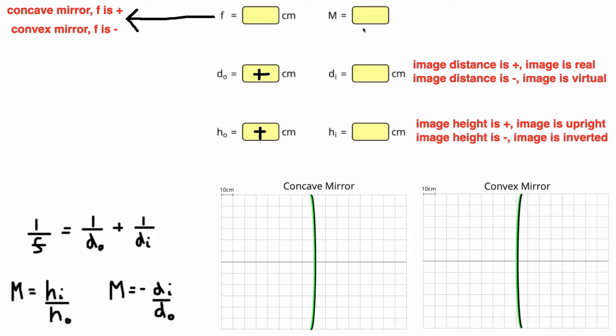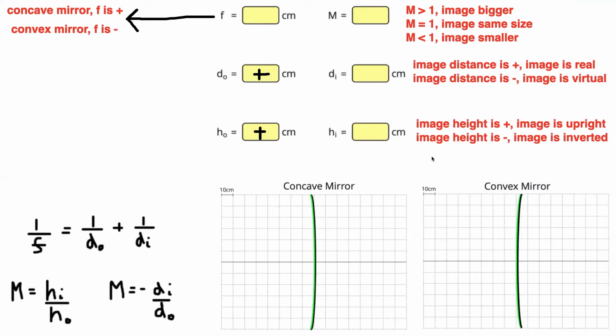Lastly, we have our magnification. This may be positive or negative based on whether our image is the right way up or not. The important thing about the magnification is that it can tell us how big our image will be. If our magnification is greater than 1, this is telling us our image is bigger than our object. If it's equal to 1, that's telling us our image is the same size as our object. Finally, if our magnification is less than 1, that's telling us our image is smaller than our object.